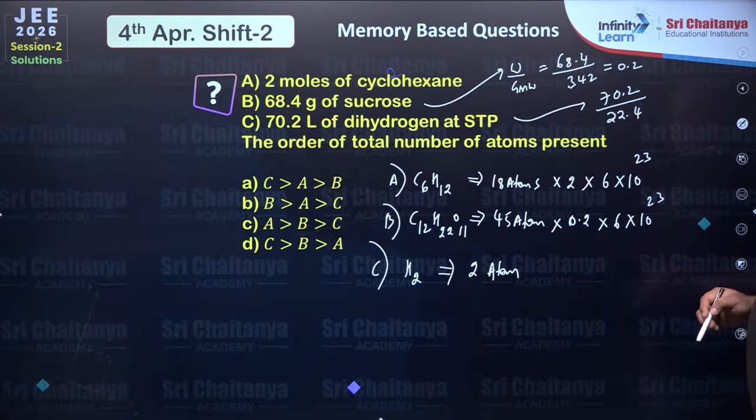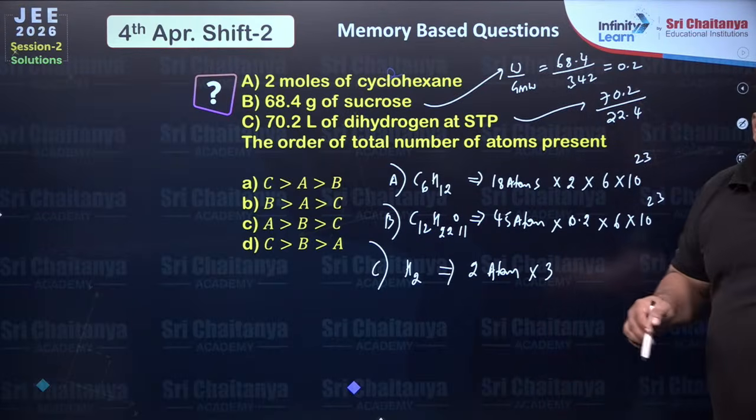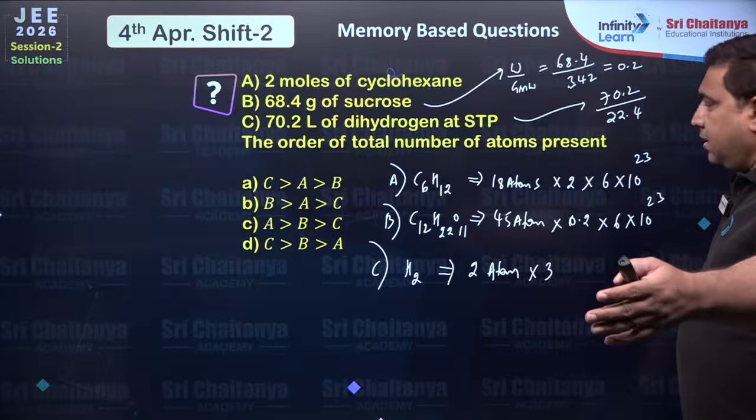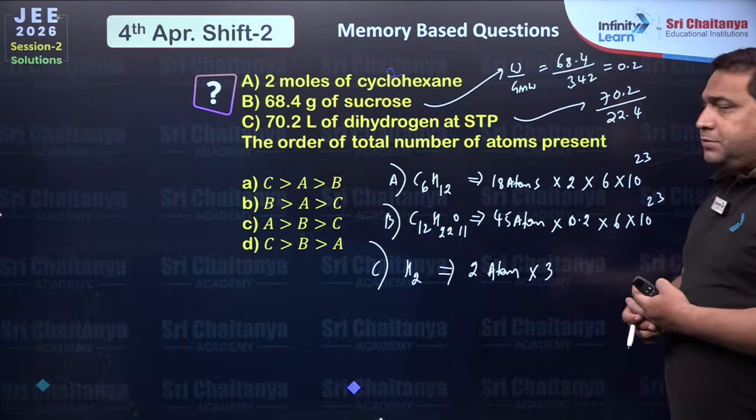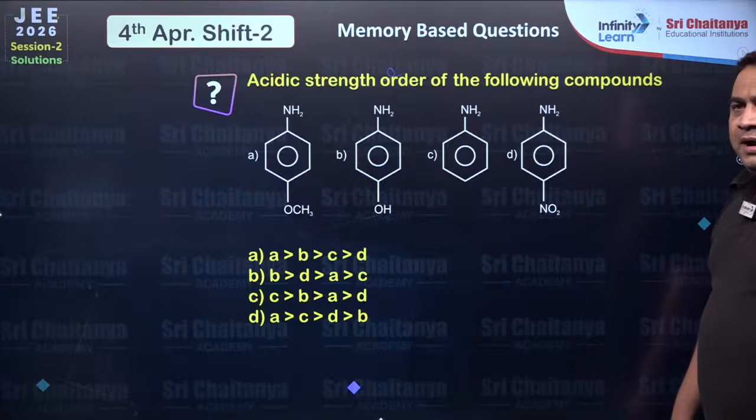How much will it become? Approximately how much? I don't have a calculator, sir. Okay, 70.2 divided by, we will do it exactly.